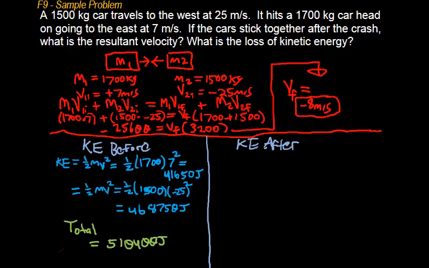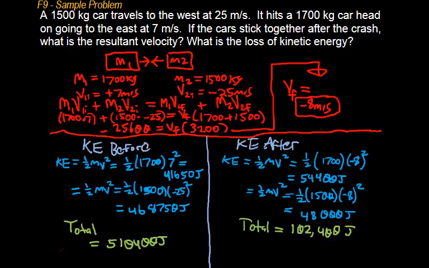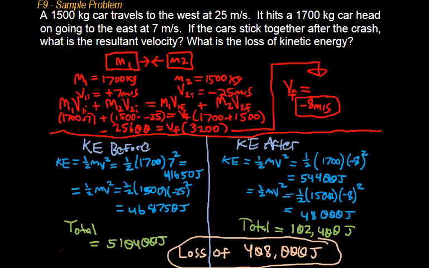Okay, so beforehand we should have 510,400 joules, and then afterwards we calculate both using 1/2 mv squared, 102,400 joules. So there's a loss of 408,000 joules, a lot of joules lost. Head-on collisions are really, really bad, and so we see that energy loss here.